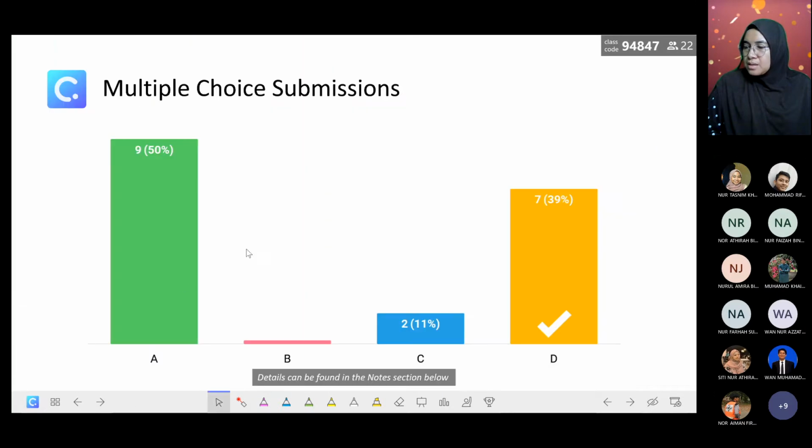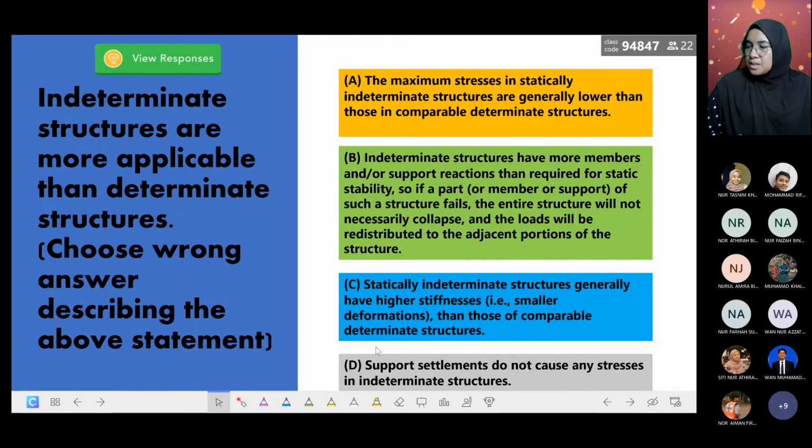Okay, the answer is D, because support settlement does not cause any stresses in determinate beam. Okay, in terms of support settlement, determinate structure yang ada advantage. Yang ABC tu correct lah, correct statement for indeterminate structure, but D tu is not the correct statement. It is actually the advantage of determinate structure.